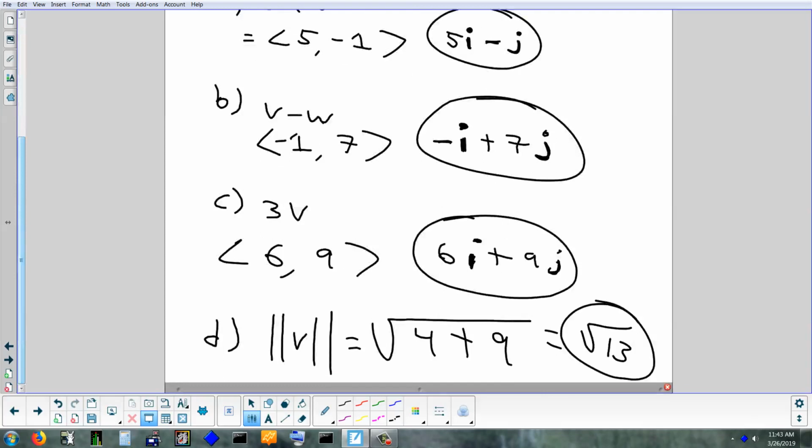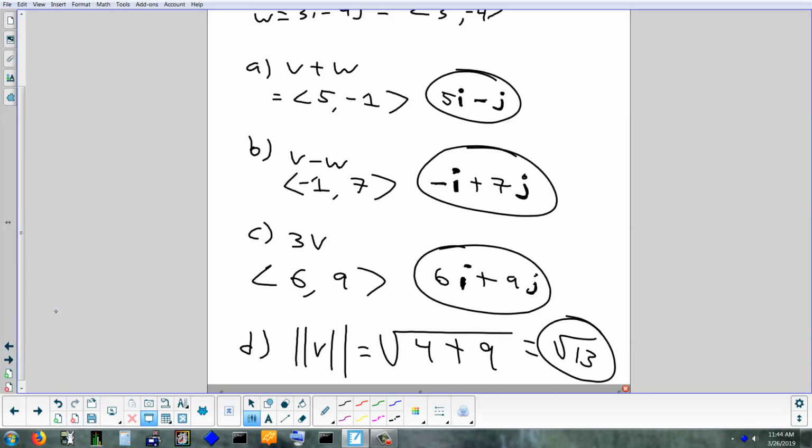If you could reduce that, you would. If you got the square root of 20, I would want to see it as like 2 root 5 or something like that. The square root of 13 doesn't reduce. So if you look at all the answers, all the things that are circled, one of them is different than all the other ones. Which one is different? D. Yeah. What's different about D in terms of the kind of answer that you got? Yeah. Doesn't involve i or j.